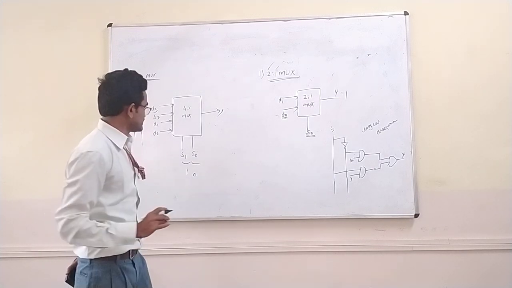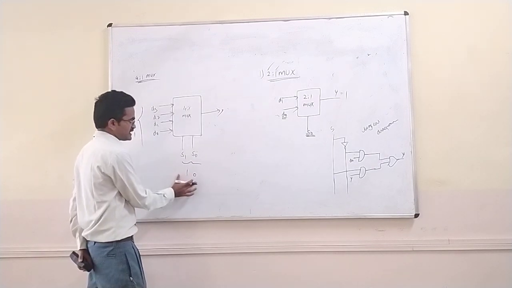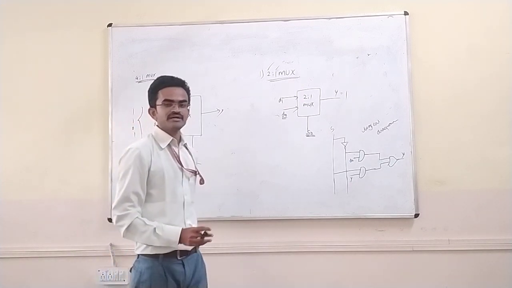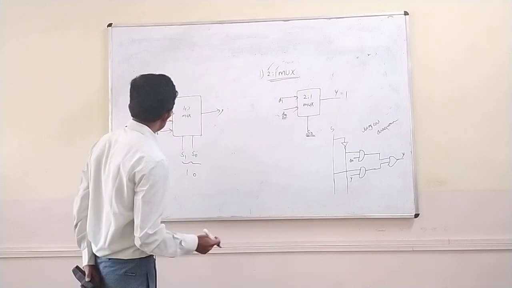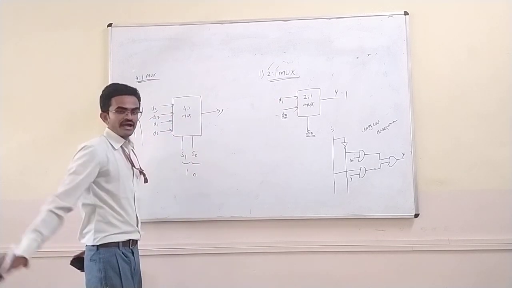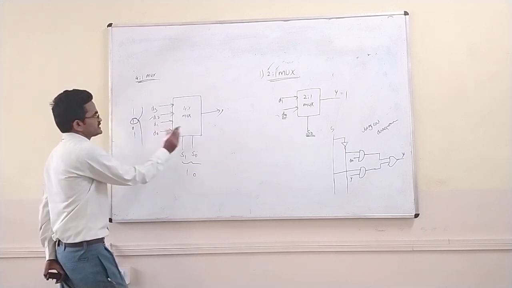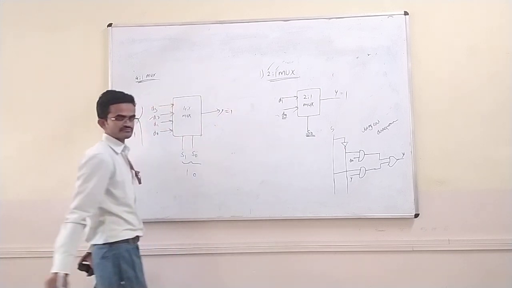See here, the output depends completely on the select lines. If the select lines are 1 0, that is nothing but 2. So D2 is selected, and the content of D2 is the output. What is the content of D2 here? 1. So the output is 1.